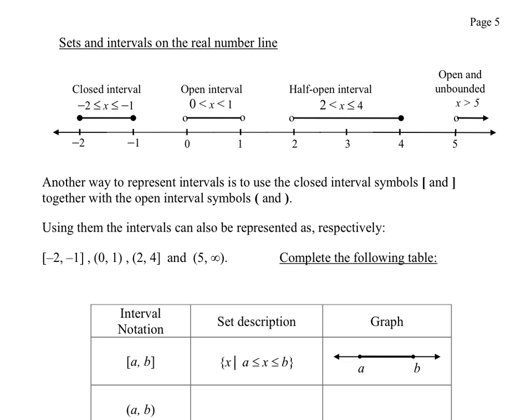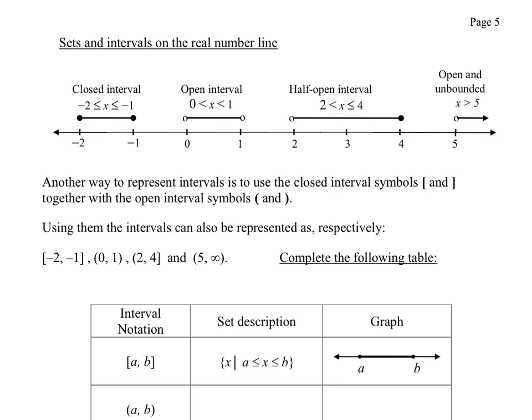In this video, we look at ways of representing sets and intervals on the real number line. Right up here in this example, we have what we call a closed interval, which means it includes the endpoints. So this interval here includes -2 and also includes -1. You can see that x can be equal to -2, x can be equal to -1.